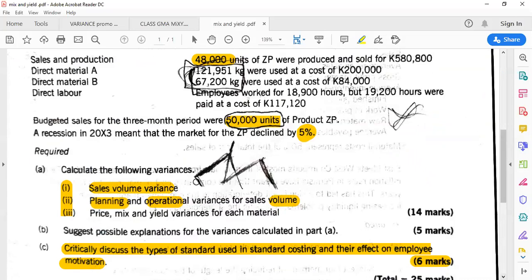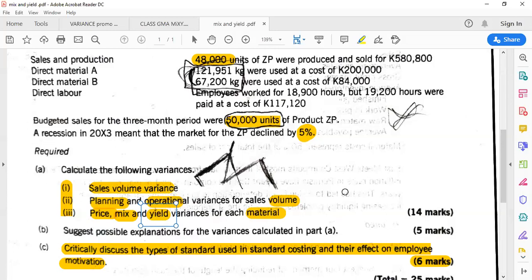So there we go. We can talk about the price now. Price, mix, yield variances for each material. You see? Price, mix, and yield. So we are working out how many things? Three things. Have you seen how quick you can pass an exam with these variances? Very quick. Okay, so let's go to the price variance. The price variance is the same as the normal variance. The only different variances we're going to calculate are the mix and the yield for each material.